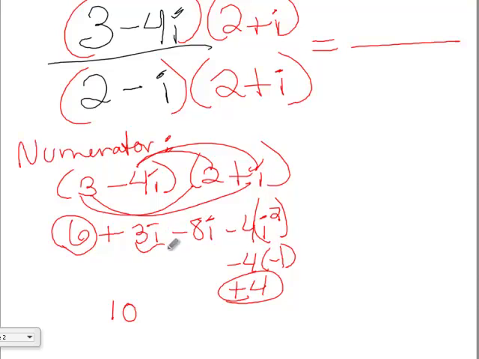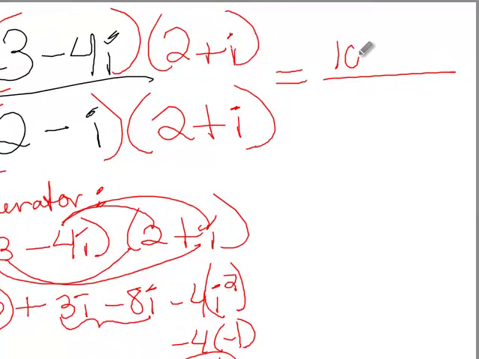And then we're also going to combine the like terms that have an i attached to them. So 3i and negative 8i is negative 5i. So that's going to turn into our numerator. We're going to have a 10 minus 5i up here.